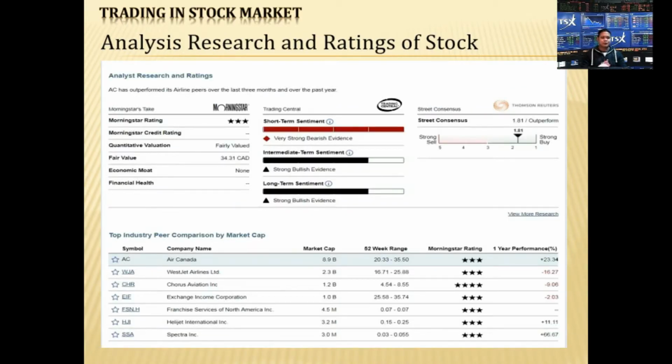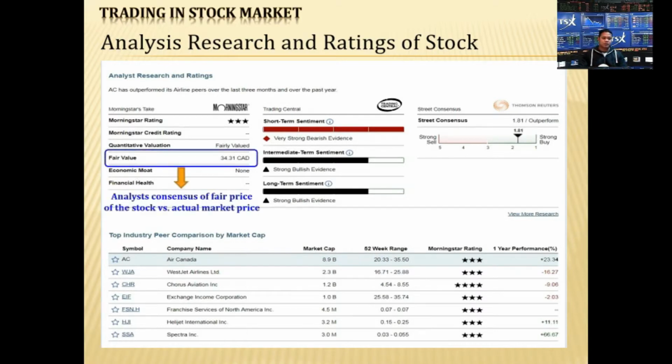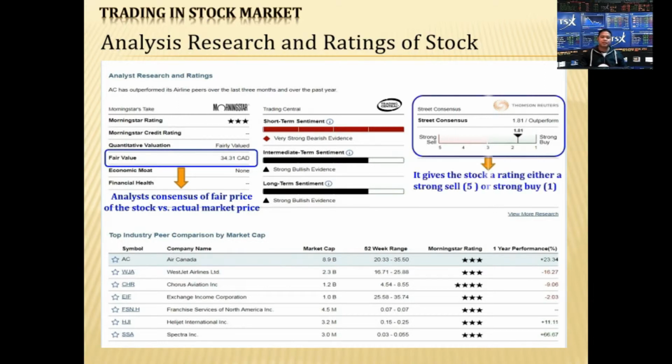Next is analysis, research, and ratings of the stock. So here to show you the fair value of the stock based from numerous analysts. They usually come up with a consensus fair price of the stock versus the actual price, and then it also gives you an idea what is the consensus about the stock. Is it a strong buy or is it a strong sell, as shown in the screen.